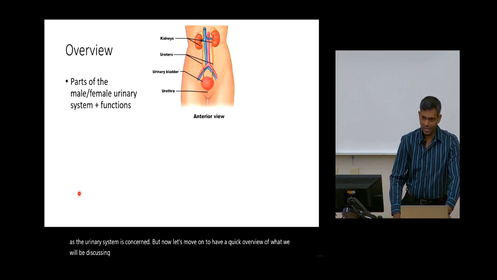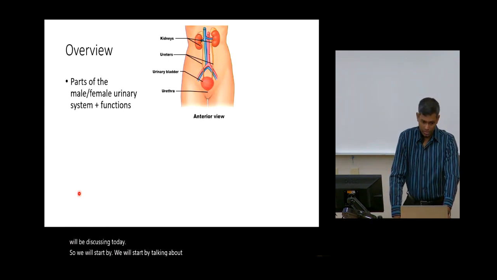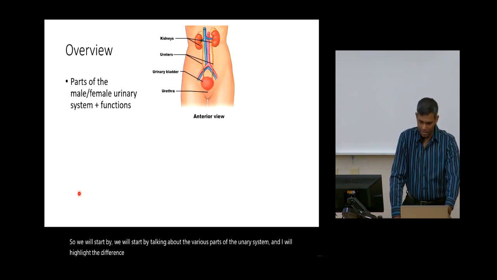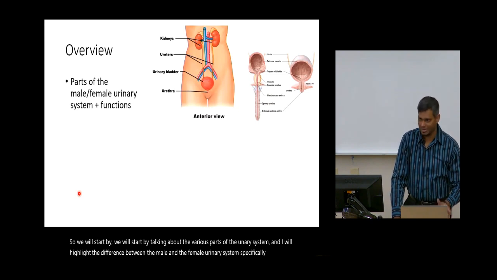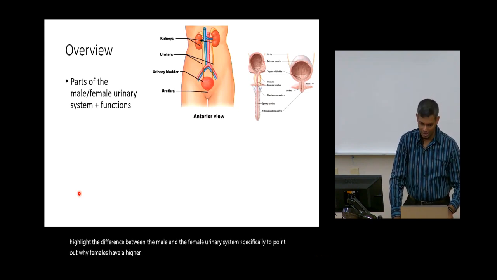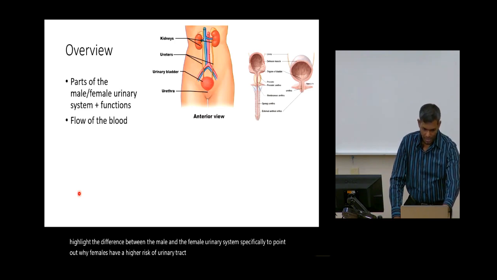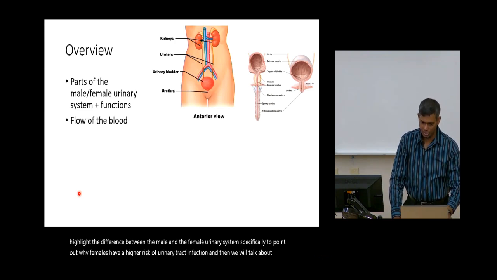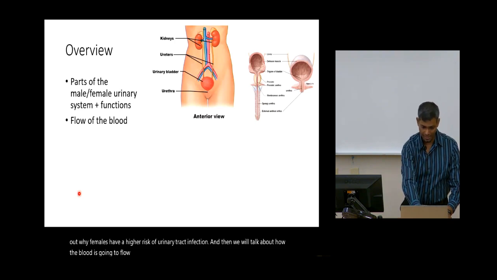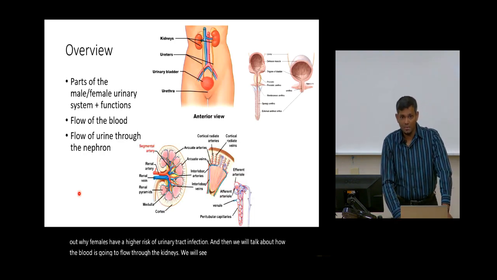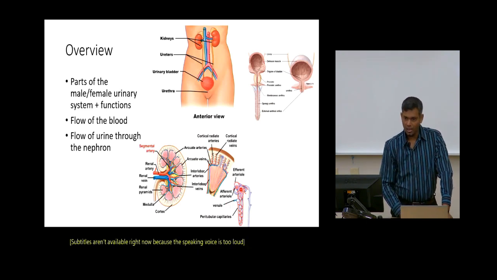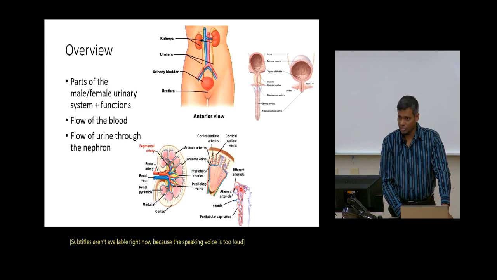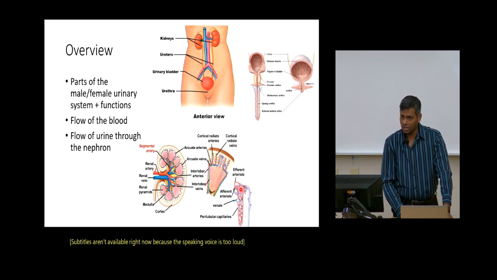So we'll start by talking about the various parts of the urinary system, and I will highlight the difference between the male and the female urinary system, specifically to point out why females have a higher risk of urinary tract infection. And then we'll talk about how the blood is going to flow through the kidneys. We'll see how the blood vessels will branch repeatedly, but we also will notice how the blood will be carried through the nephrons. So the nephrons are the basic structural and functional unit of the kidney.